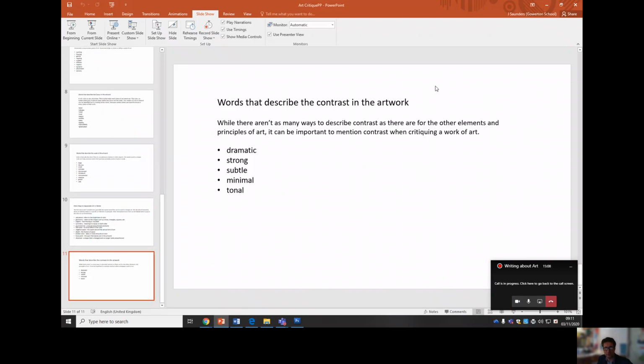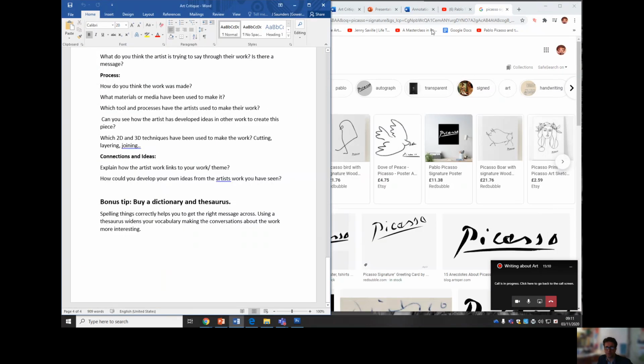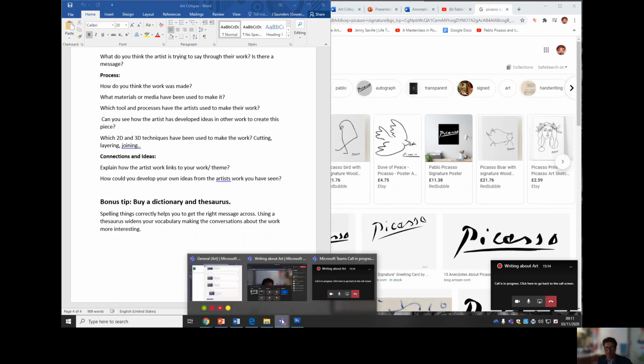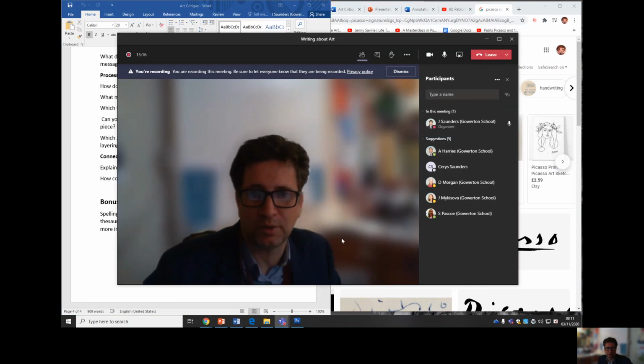I hope that this has been useful, and I hope that you find writing about Picasso enjoyable and informative, and I hope it helps you then build on this. So when you're talking later in the year about Paul Cézanne or Lucian Freud, you can refer back to this, and especially the notes giving you clues to what other words to use to describe line or tone.